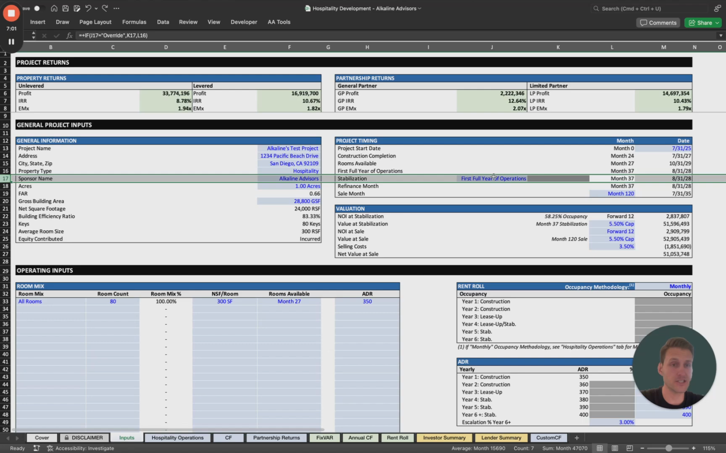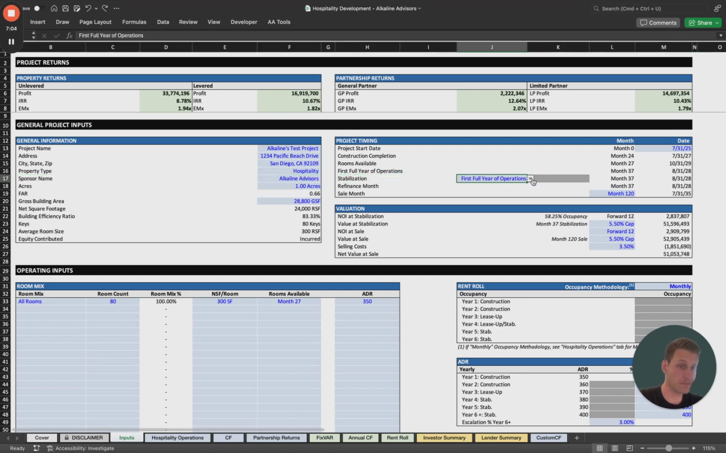And then stabilization, we can toggle what we want stabilization to look like. We can say it's just going to be the first full year of operations, or it's going to be some overridden month. So we could say it'll start in month 40, for instance, or we can say it starts in month 35. However, if you say that it starts before construction completion, you'll get an error, right? Because this is essentially telling you, hey, you can't be stabilized. You probably can't be stabilized if you're not yet finished with construction.